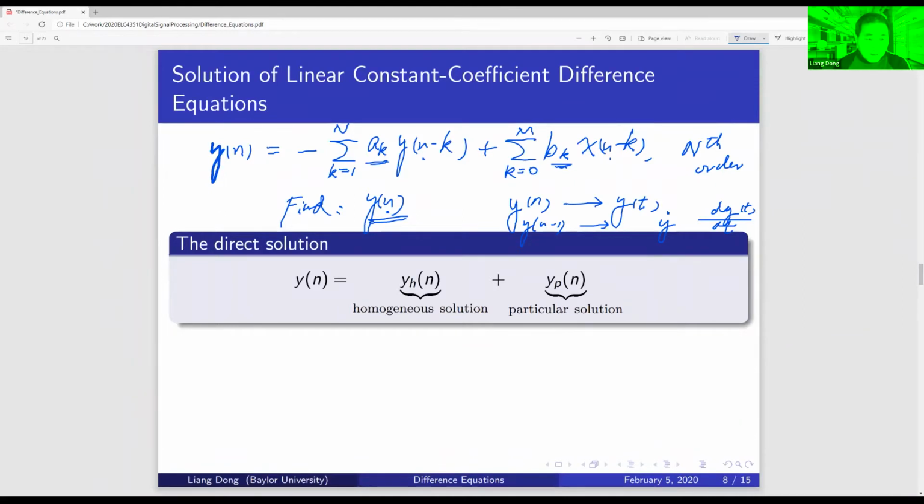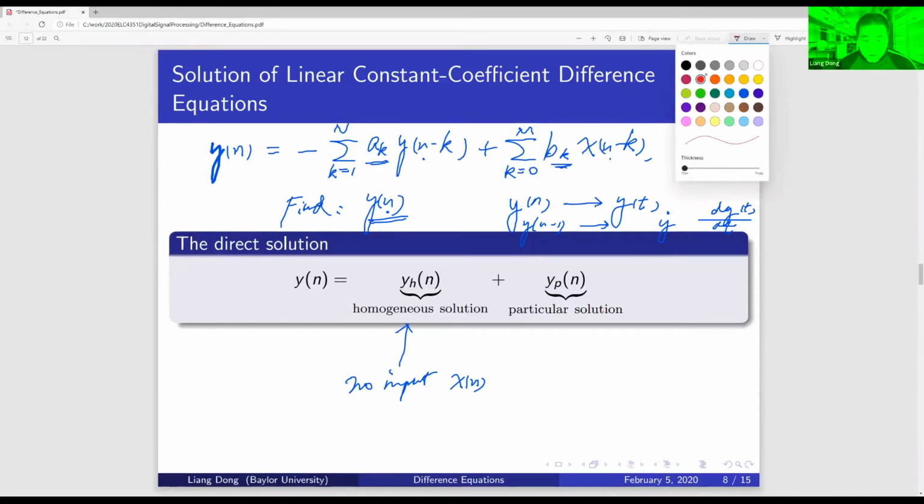Now for the difference equation, similarly, we have two parts. One is the homogeneous solution. The other is the particular solution. As we said last time, the homogeneous solution is the solution of the system itself. So for this part, you can think of it as no input x(t) or x[n].